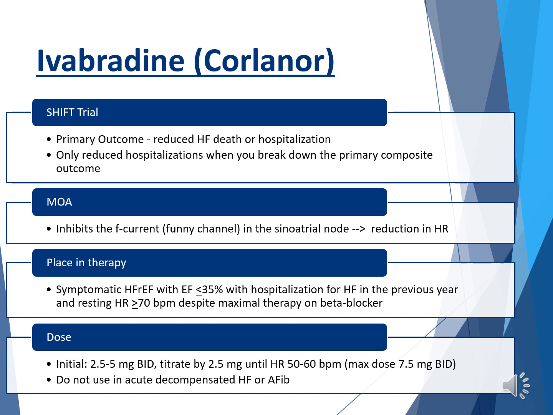So as you can see, this is an add-on type of medication. The initial dosing schema would be 2.5 to 5 milligrams BID, and we would titrate the dose until we reach a heart rate of 50 to 60, titrating by about 2.5 milligrams at a time and capping that dose at 7.5 mg BID. This is not a medication that we would use in acute decompensated heart failure. It is actually contraindicated to do so. And it's also not a medication that we would use in our AFib patients, considering the mechanism of action.